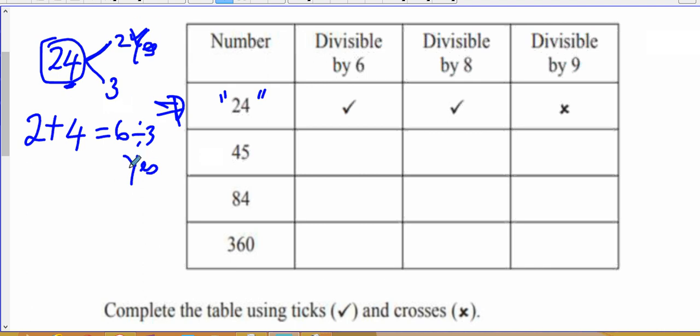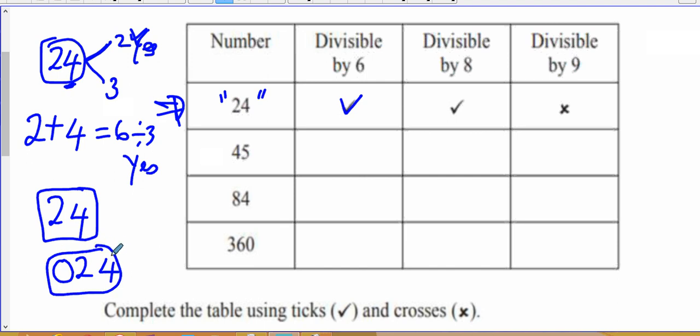And here the answer is yes, divisible by 3. So that is why we tick over here. Divisible by 8, 24. Look at the last 3 digits. This is the same as 024. Now 024, this number is divisible by 8. How much is that? You get 3. So that you tick over.